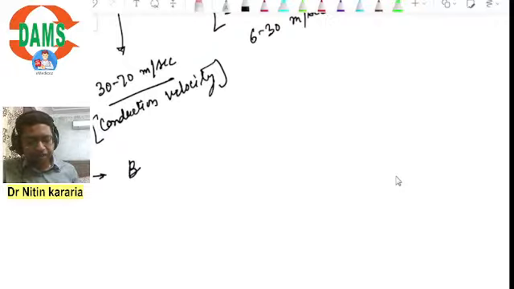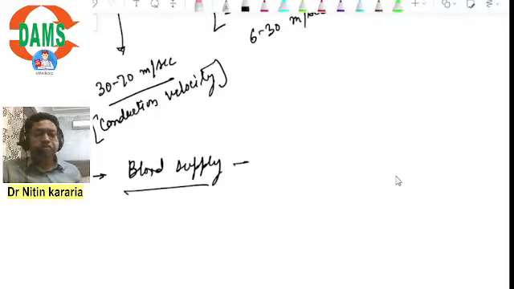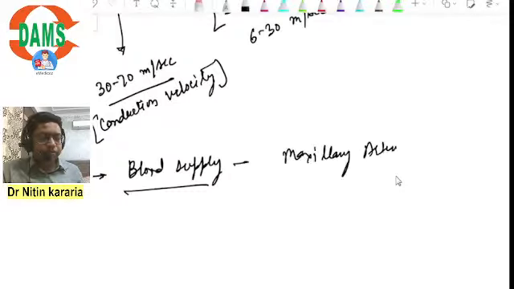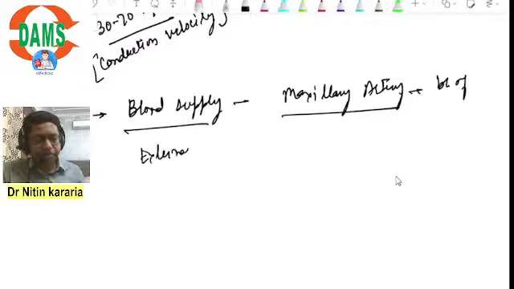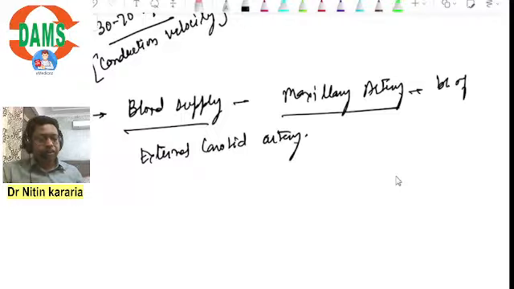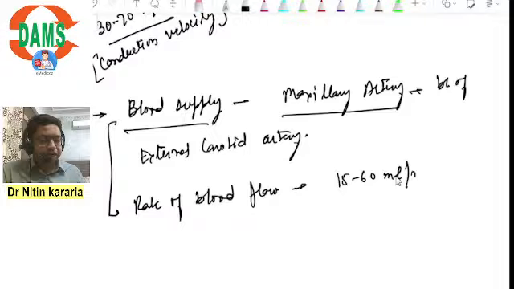Now we talk about blood supply. Blood supply to the dental pulp is from the maxillary artery. This maxillary artery is a branch of the external carotid artery. Okay, the resting rate of blood flow to the dental pulp is 15 to 60 ml per minute per 100 gram tissue.